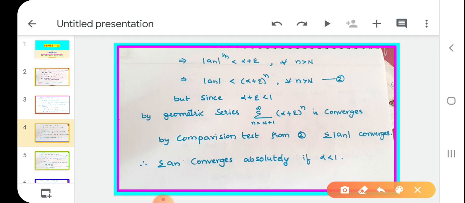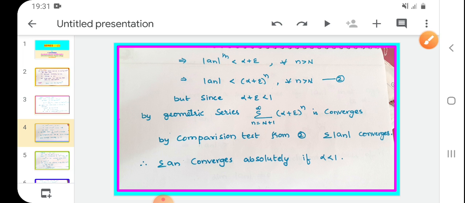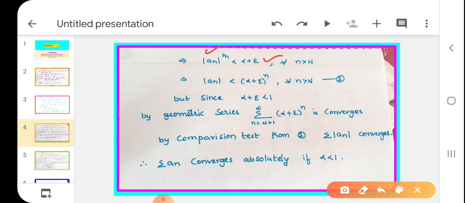See here. Now I take sup |an|^(1/n) less than α + ε. Supremum means large value. Okay. That implies I take only |an|^(1/n) less than sup |an|^(1/n) less than α + ε. Now raising powers on both sides with n, what is the value of (|an|^(1/n))^n and (α + ε)^n? The n cancels. What we get here? Only |an|, and here we get (α + ε)^n.